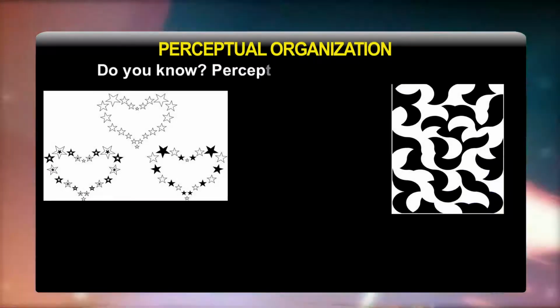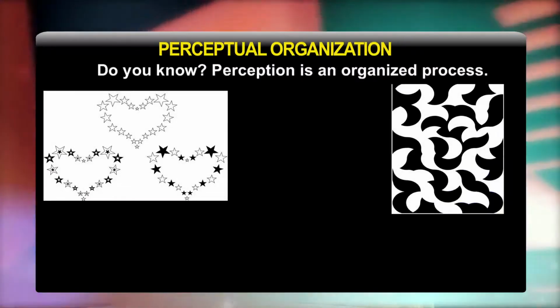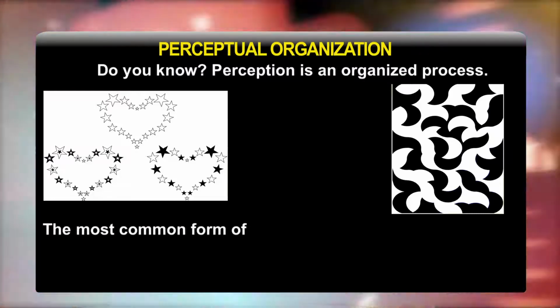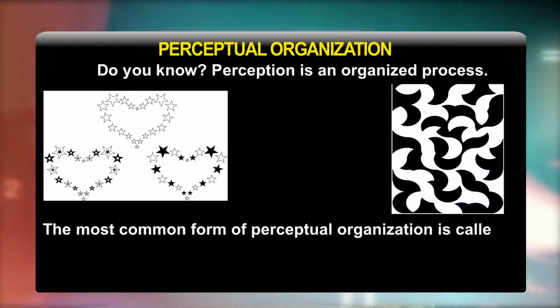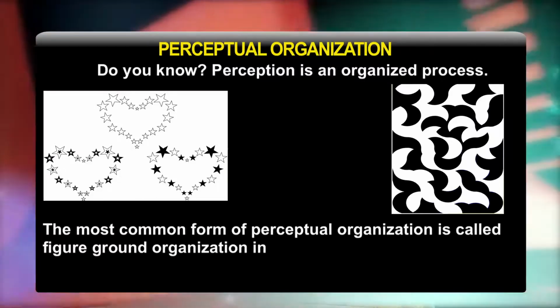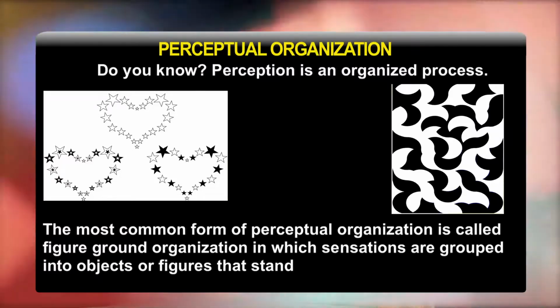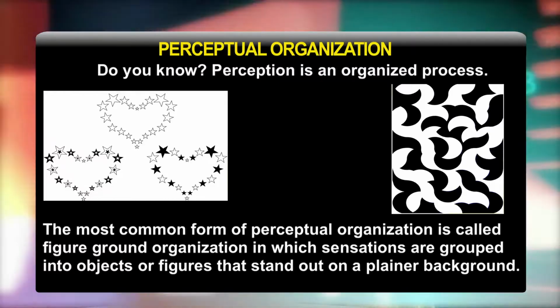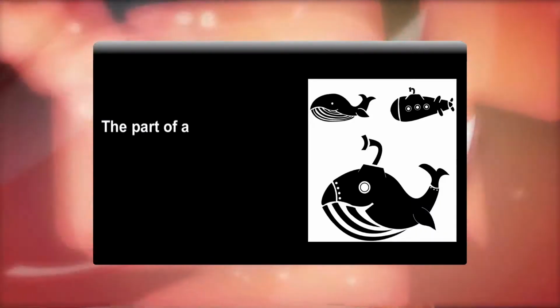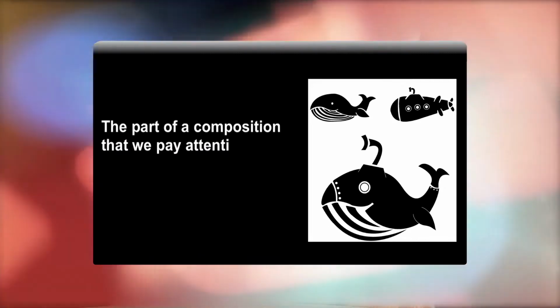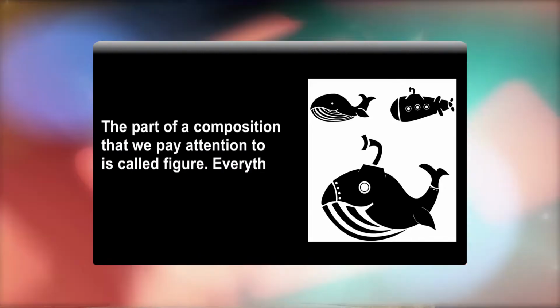Perceptual organization. Now, do you know perception is an organized process? The most common form of perceptual organization is called figure-ground organization, in which sensations are grouped into objects or figures that stand out on a plain background. The part of a composition that we pay attention to is called figure. Everything that is not figure is ground.